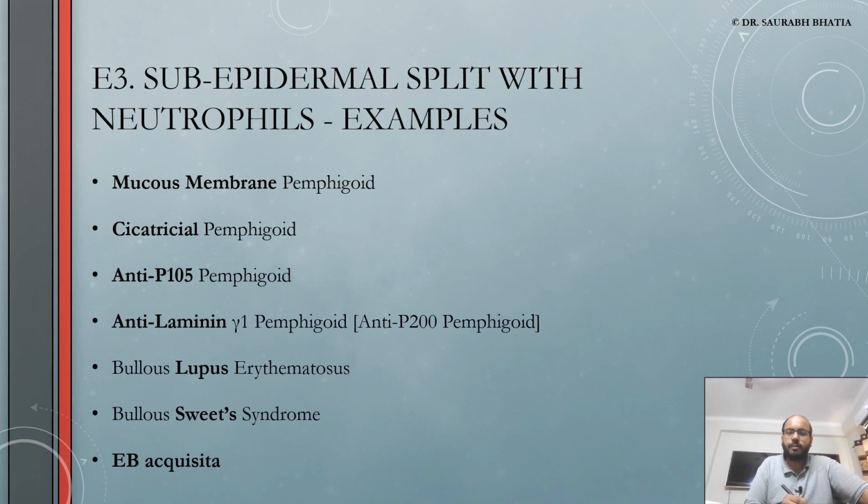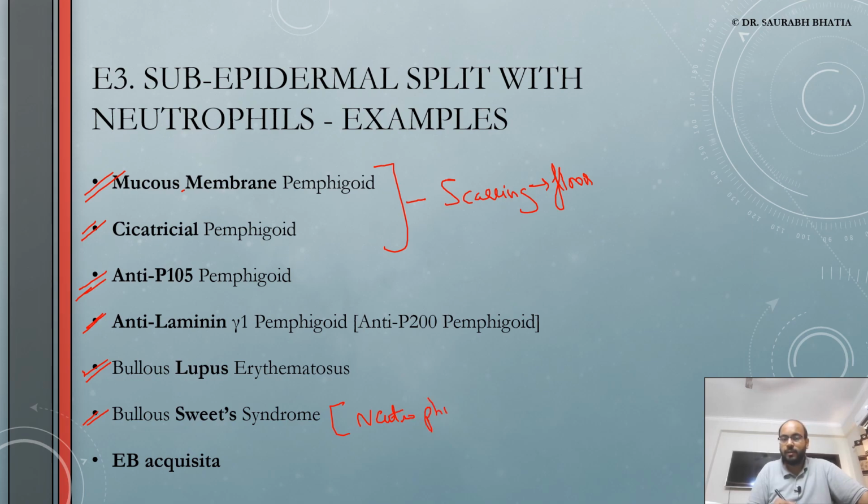Some other examples of subepidermal split with neutrophils include mucous membrane pemphigoid, cicatricial pemphigoid, and in both of these you will see scarring at the floor, scarring or fibrosis at the floor. Okay, anti-P105 pemphigoid, anti-laminin gamma 1 pemphigoid, bullous lupus erythematosus, bullous Sweet's. Remember, Sweet's is nothing but a neutrophilic dermatosis, and in EB acquisita. So these all are examples of subepidermal split with neutrophils.